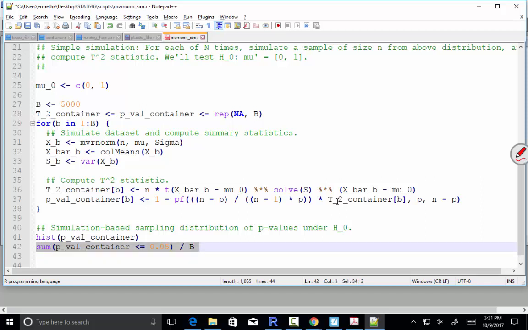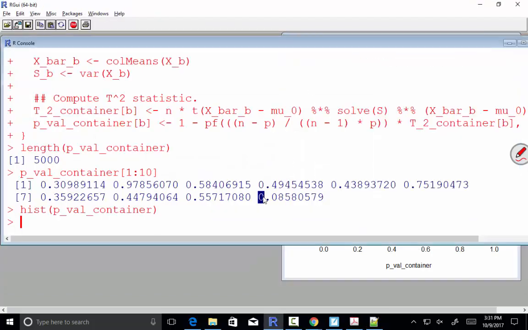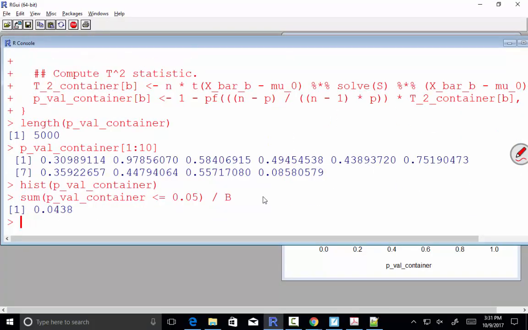Ideally, none of them would have been, because every time they're smaller than 0.05, it corresponds to making a type 1 error. So based on my simulation study, I estimate the probability of making a type 1 error, in this case, as 0.0438. The truth is 0.05. If we were to redo this or increase the number of simulations to hundreds of thousands, it would get a whole lot closer to 0.05.